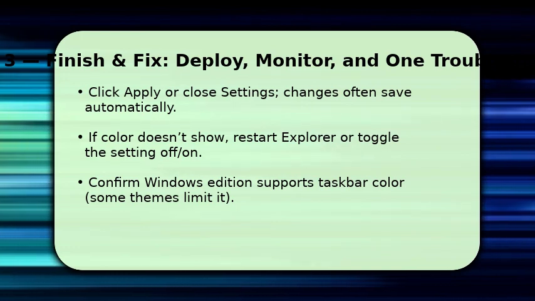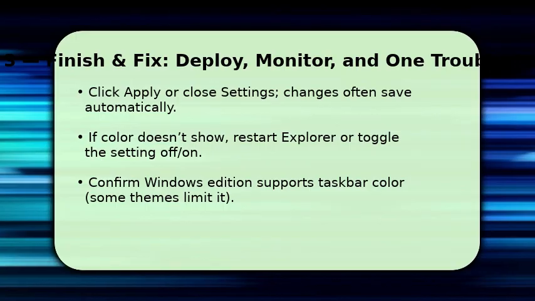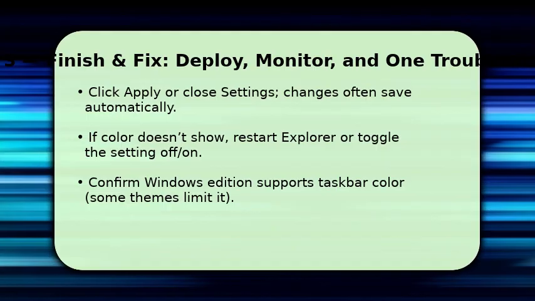If the color doesn't appear, restart File Explorer from Task Manager or toggle Show Accent Color on Start and Taskbar off and on. This forces a refresh. Also, make sure you're not using a high-contrast theme or an unsupported Windows edition, because those limit accent colors. If problems continue, sign out and back in to reinitialize the UI.